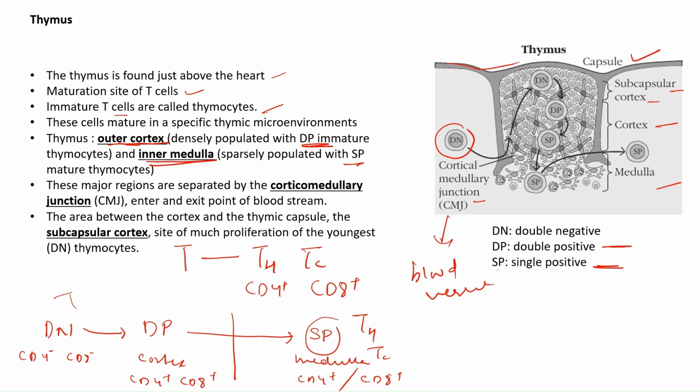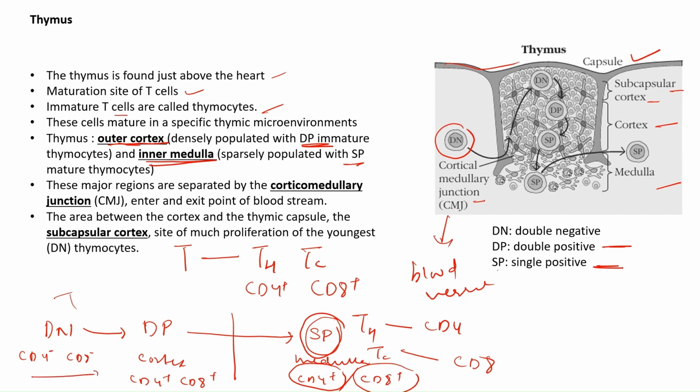So we cannot say them as TH or TC cell. We call them T cells only. Once they are in the medulla, now they are SP, single positive. So they contain either CD4 plus, that means now we can call them TH cells, or they contain CD8 plus, that means now we can call them TC cells, because we know that TH contains the CD4 marker and TC contains the CD8 marker. So now we can differentiate them and call them TH and TC cells.